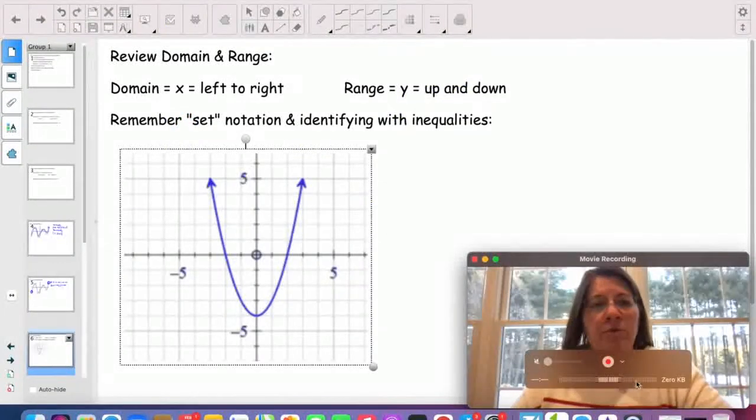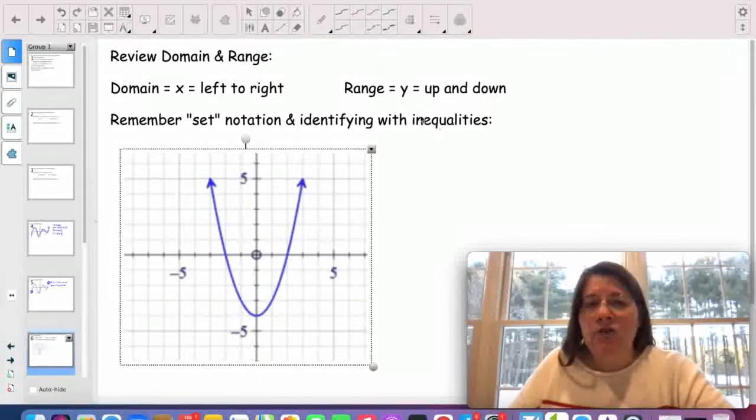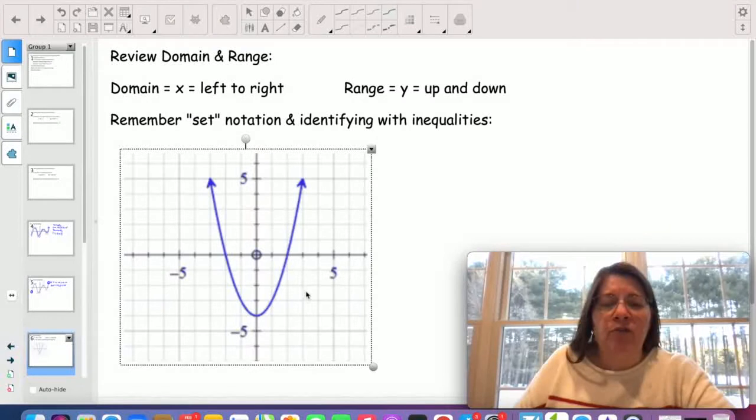Another thing we've talked about before is domain and range. A domain is a list of the x values, or what values are included as we move from left to right. The range is a list of the y values, or what values are included as we move up and down. So what we're going to do is look at this graph.